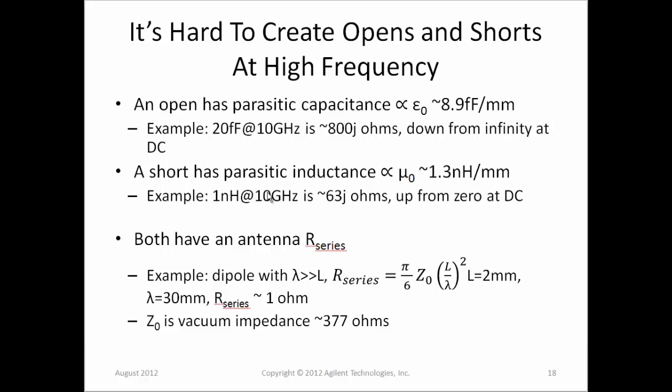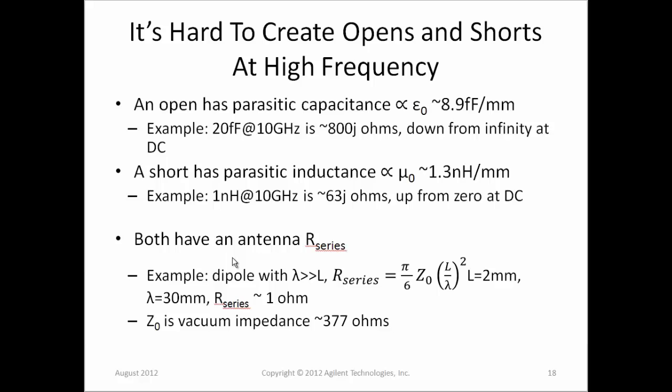A short has a parasitic inductance. There's a permeability of free space, which is about a nanohenry per millimeter. So if you have even a small inductance, 1 nanohenry at 10 gigahertz is 63 j ohms, and that's up from 0 at DC for a millimeter long wire or a few millimeters of wire. So there's a problem creating opens and shorts, and this makes it hard to measure Z and Y parameters accurately, because to measure them accurately you need an open and a short, otherwise you end up trying to solve equations that are slightly non-orthogonal. It's possible, but there's a measurement error introduced.